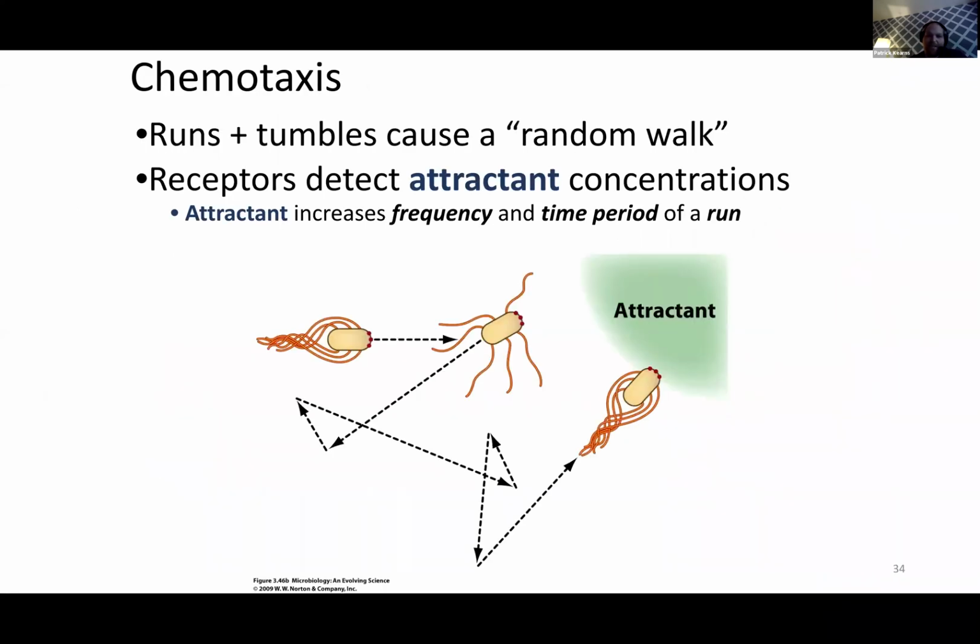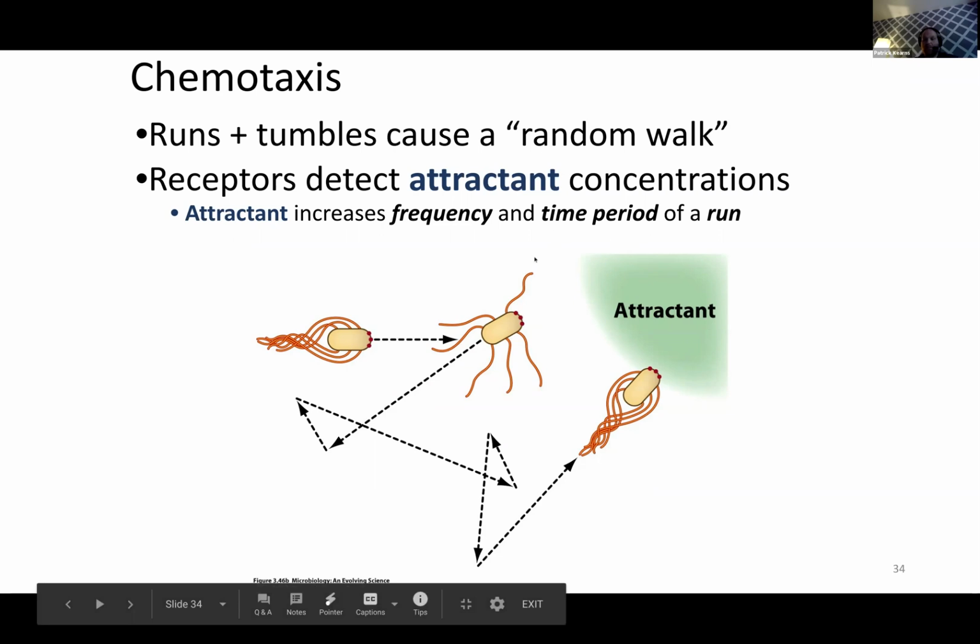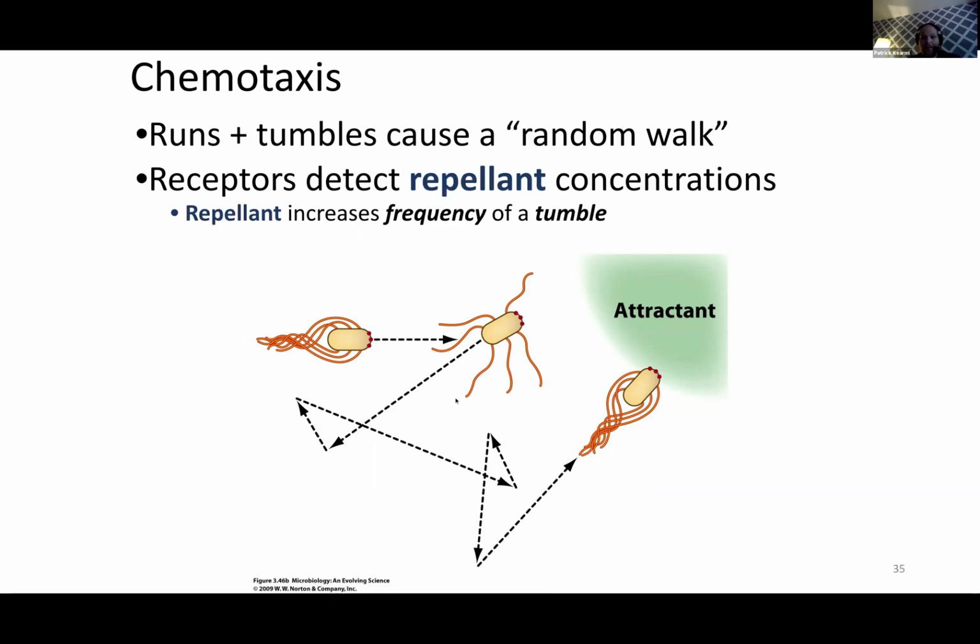But chemotaxis, again, as I mentioned, is a process of run and tumble, causing that random walk. What attractants do differently from repellents is that the receptors that detect attractants cause an increase in the frequency and the time period of a run. So when a bacteria is sensing an attractant, it runs longer, in a much more directed process. That's in direct contrast to repellent. If you have a repellent present, it increases the frequency of tumbles, so increases the frequency of reorienting the bacteria away from the repellent.